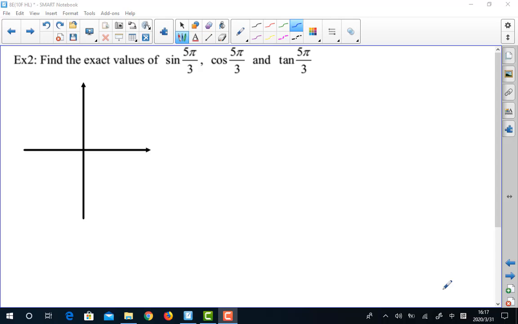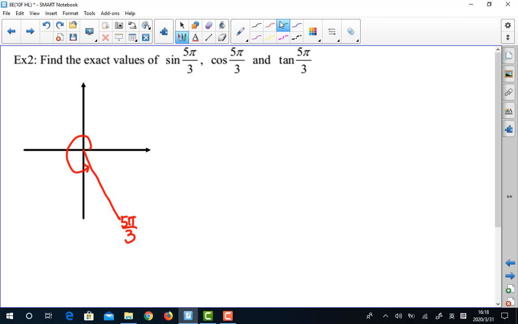Let's find the exact values of sine, cosine, and the tangent of 5 pi over 3. So this time we need to find the three primary trig ratios of 5 pi over 3. 5 pi over 3 is a special angle as well, and this angle is in the fourth quadrant. Let's sketch this angle first. So 5 pi over 3 equals 300 degrees.